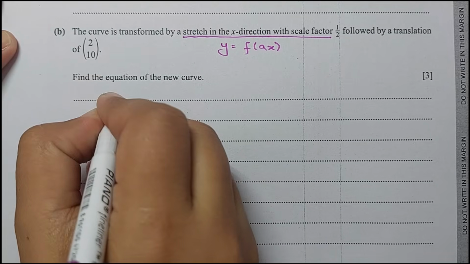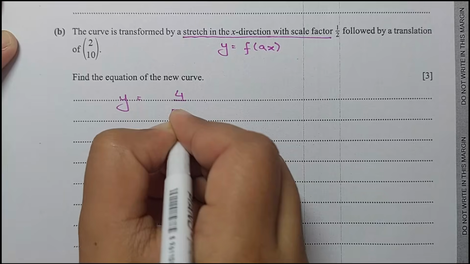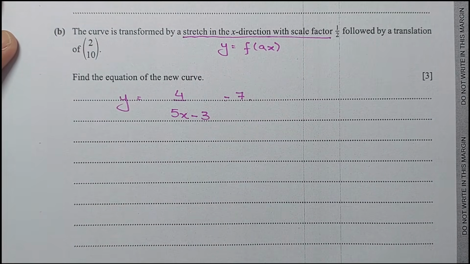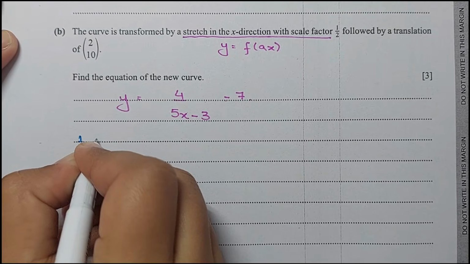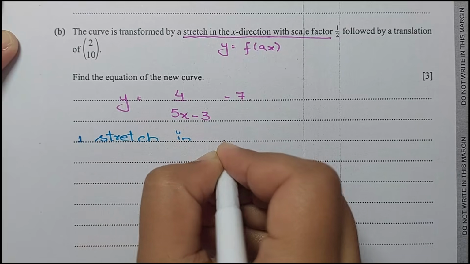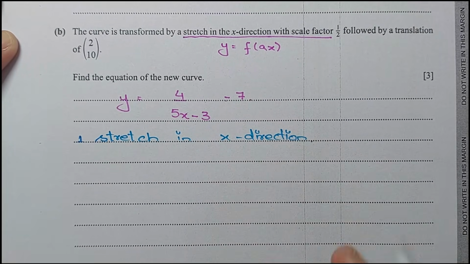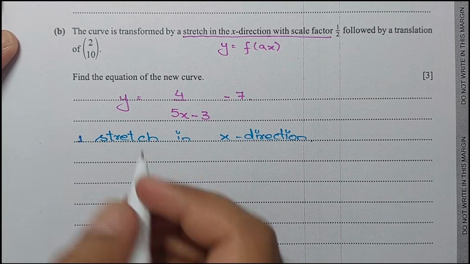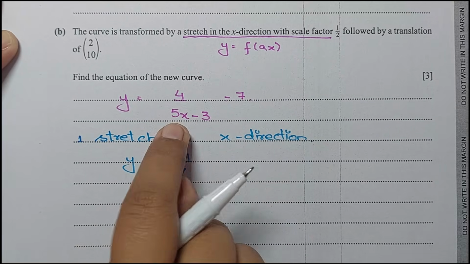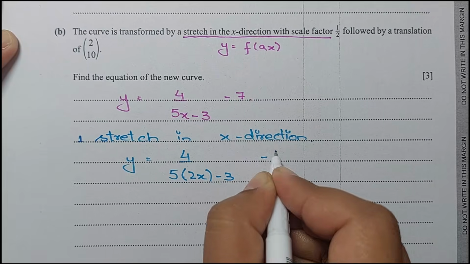So the equation of the curve was y equals 4 over (5x minus 3) minus 7. The first transformation we have to apply is a stretch in x direction by a scale factor of 1 by 2. So y would equal 4 over, with 5 outside, the x term just multiplying with 2, so (5 times 2x minus 3), and negative 7.